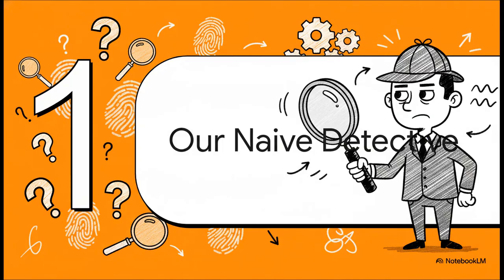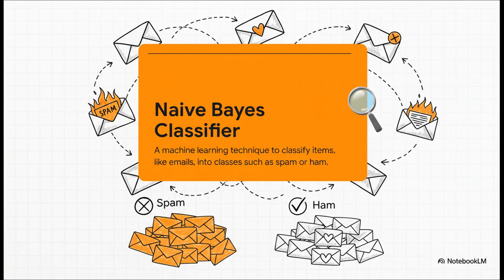To crack this case, let's meet our main character, the Naive Bayes Classifier. Now, I want you to think of it less like a complex algorithm and more like a detective. A slightly naive detective, maybe, but an incredibly effective one. So what's the official definition? Well, it's a machine learning technique for sorting things into categories. In our case, the things are emails and the categories are either spam or legitimate emails, which we call ham. The key here is that it learns by studying thousands of emails that we've already labeled as either spam or ham, figuring out what makes them different.